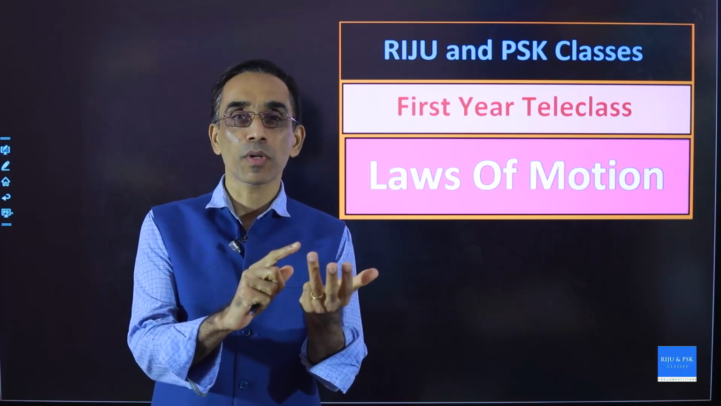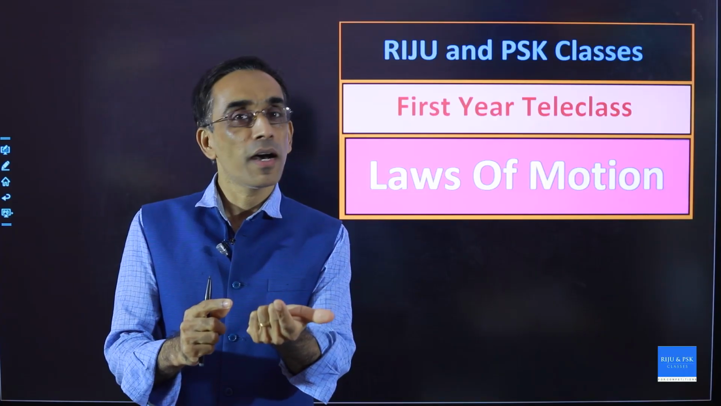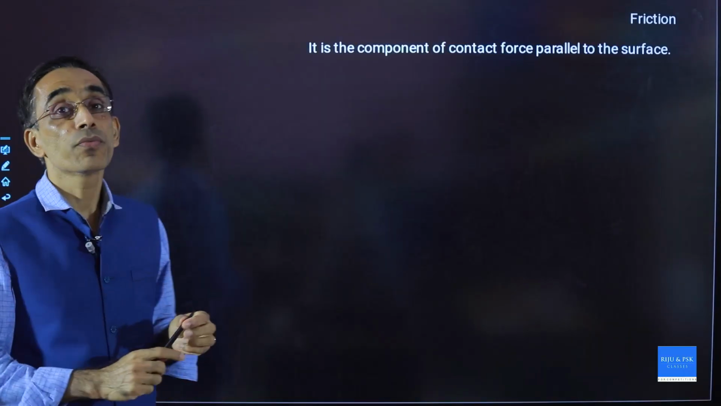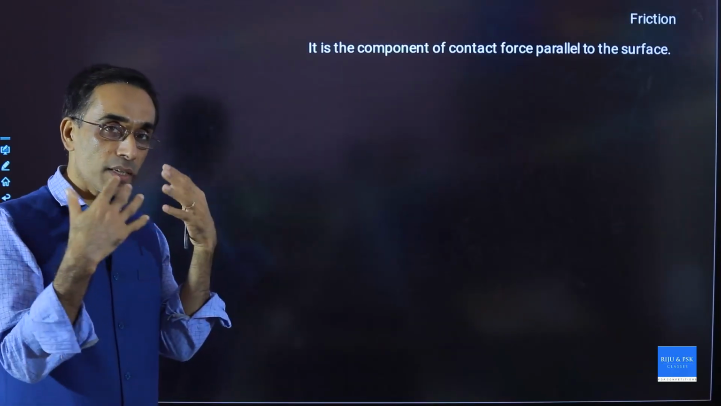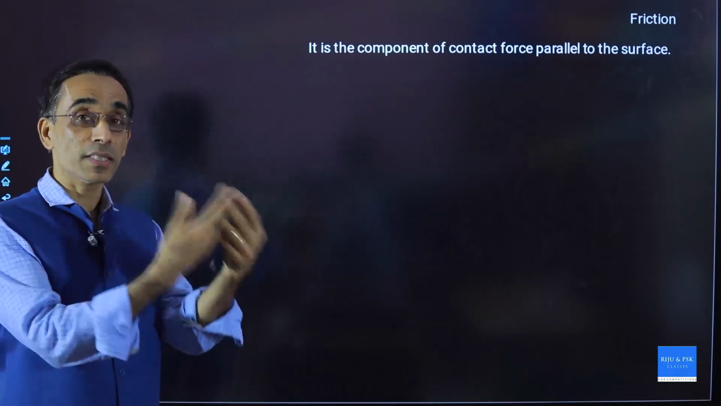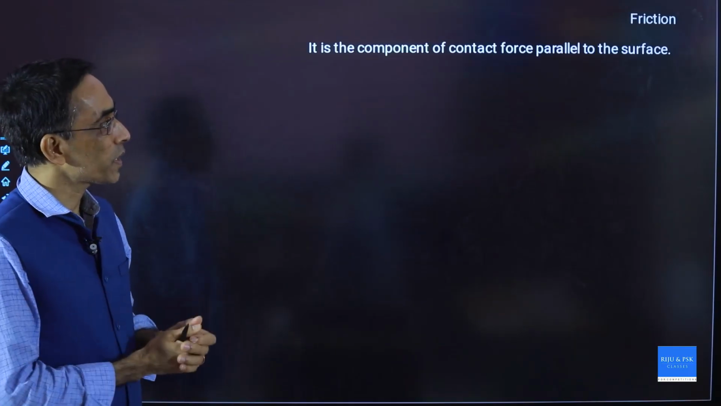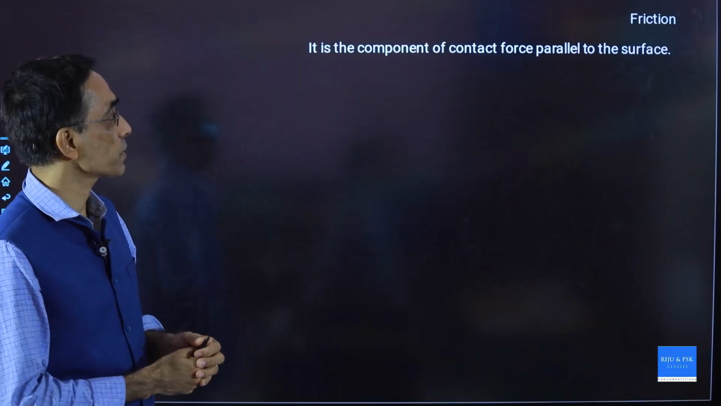So far we studied tension, normal reaction, spring force, and apparent and real weight. Now we are going to discuss friction. You have some idea about what friction is. Friction is generally considered a resistive force which opposes motion. We are going to deal with the details of friction and check whether it is always a resistive force.